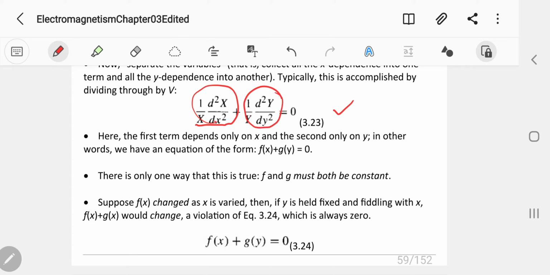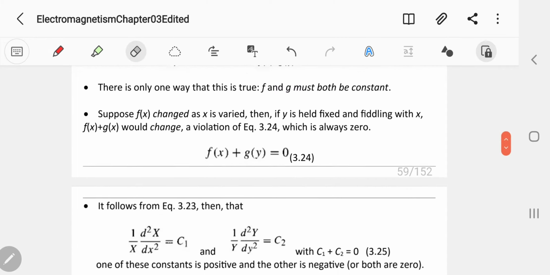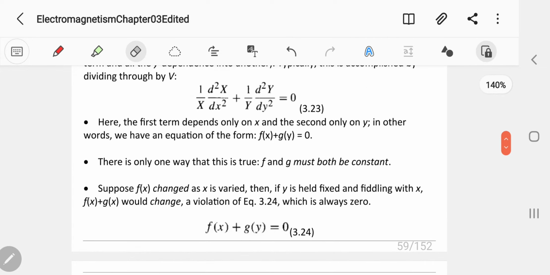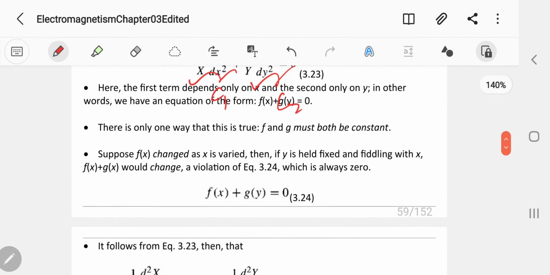of y. And by the laws in calculus, if you have two functions added or subtracted from each other, which have different arguments or variables, then the two must be constant. So we can rewrite this as a constant C1 and constant C2, for example. But they would have to be equal in magnitude. The other one would have to be negative.